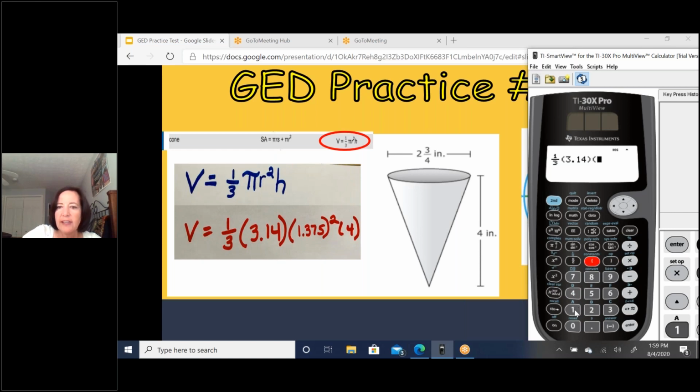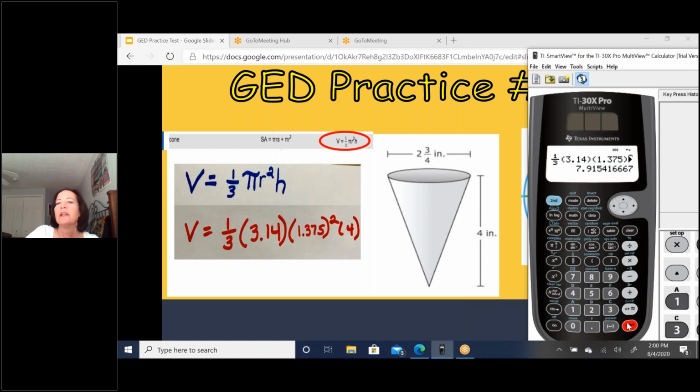I'm going to open parentheses again, 1.375, close parentheses. I'm going to square that. So I'm actually going to use the X squared button right there. Open parentheses, 4, close parentheses. Okay. So now, again, you could look at your screen and make sure you typed it in correctly. You can arrow all the way back to make sure, yep, I got my 1/3 in there correctly. Yep, everything else looks good. Okay, so now I'm going to press Enter.